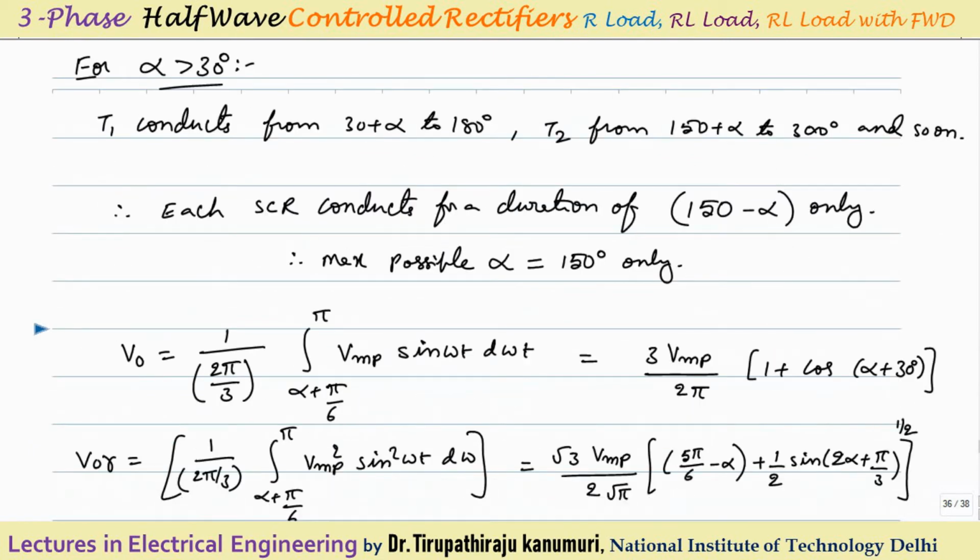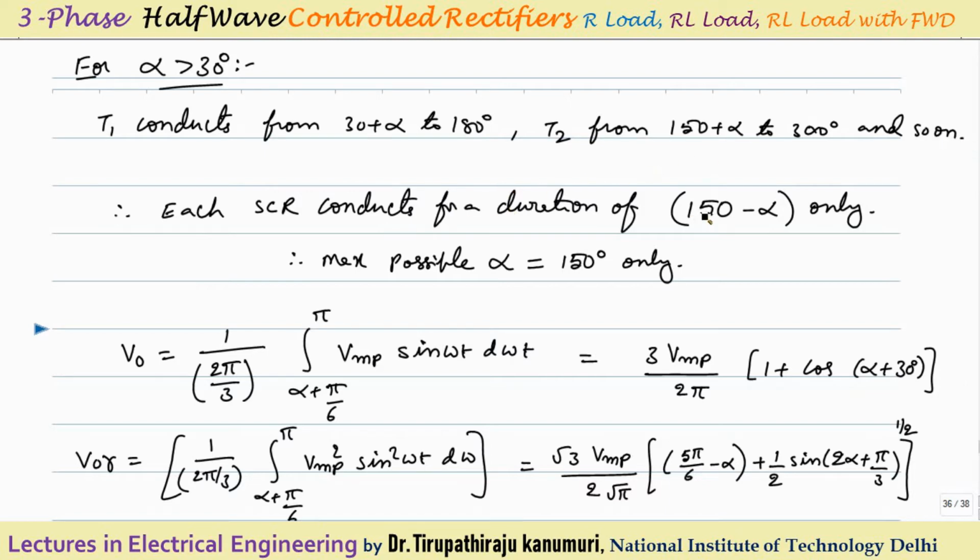So now for alpha greater than 30 degrees, there is some non-conduction region also. So that's why the thyristor T1 in our example is conducting from 30 plus alpha to 180 degrees. Similarly, thyristor T2 conducts from 150 plus alpha to, when that B phase becomes equal to 0, at 300 degrees. So up to 300 degrees and so on. Similar is the case for C phase.